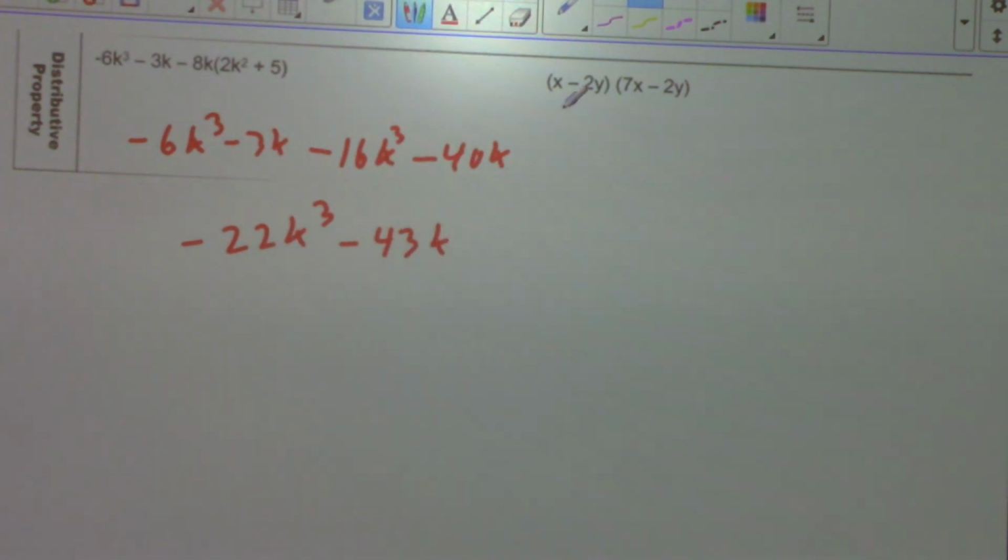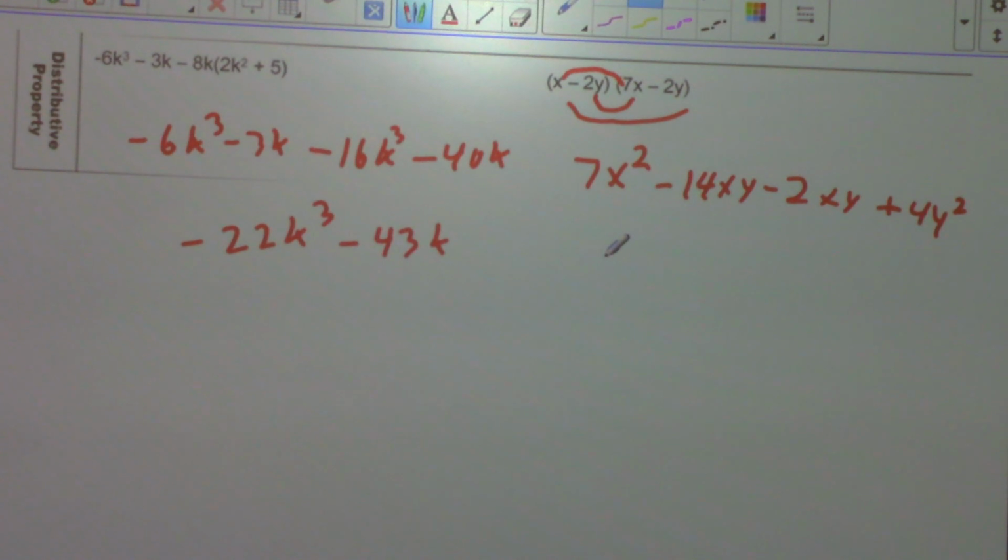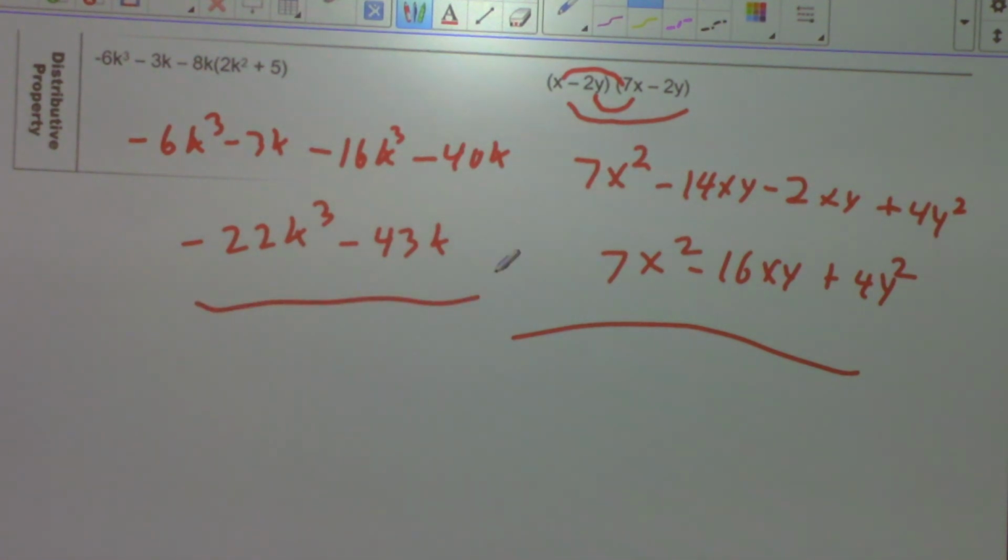And right over here, we're going to have 7x squared minus 14xy minus 2xy plus 4y squared, right? So our answer is going to be 7x squared minus 16xy plus 4y squared. Okay, so that's it. All right, I'm going to turn this off.